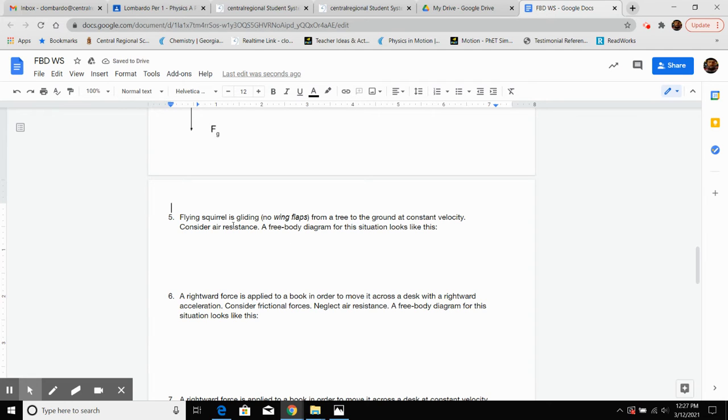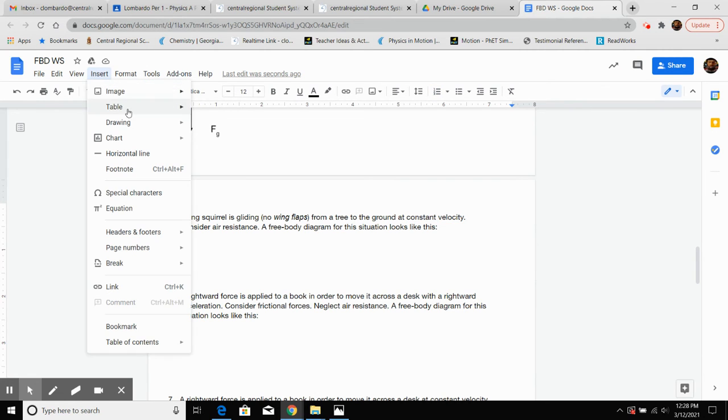Okay, flying squirrel is gliding, no wing flaps, from a tree to the ground at a constant velocity. Consider air resistance. Okay, so a couple things in here that are keywords. Constant velocity means straight line, constant speed. So that is telling us that the body is in a state of equilibrium. That is called dynamic equilibrium. So that means everything has to balance out. So for a free body diagram, we're going to say the squirrel is gliding down pretty much straight down. Okay, and we're going to consider our air resistance.